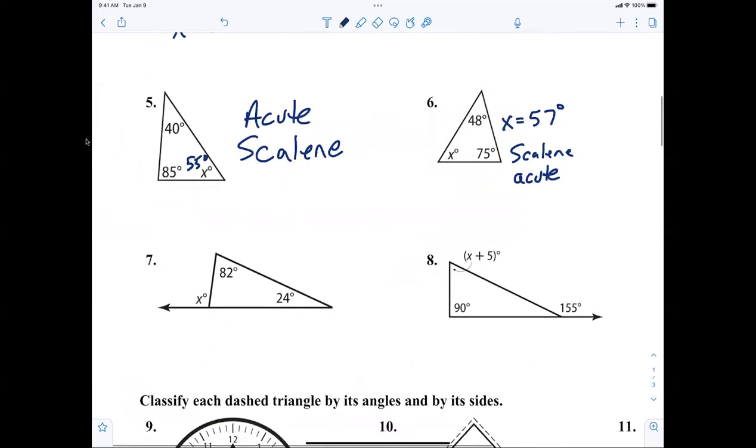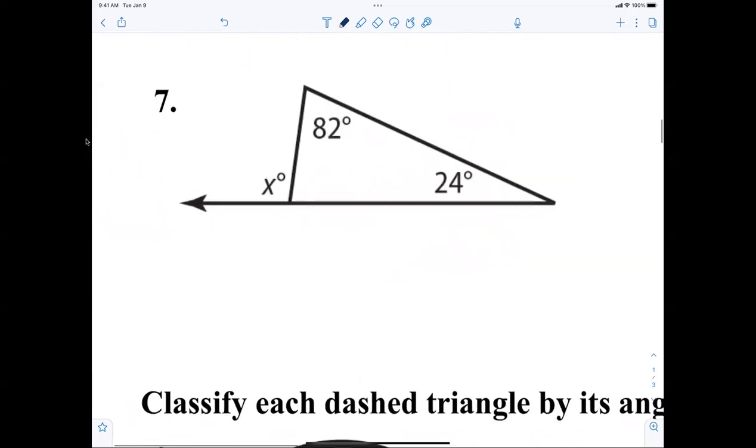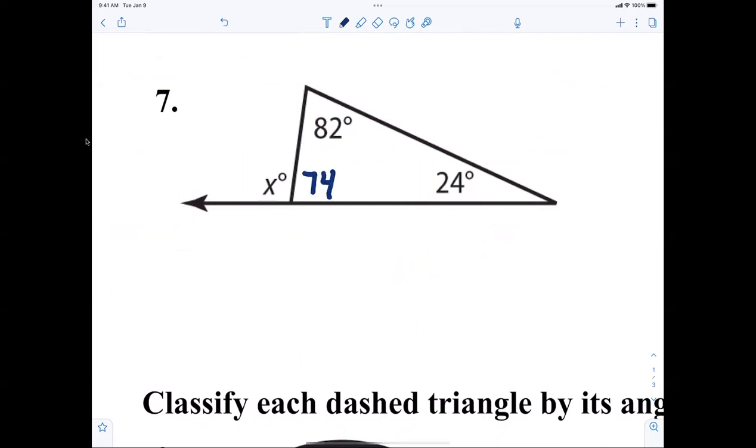Lena, go. X is 74. How did you get that? 82 plus 24 is 106. Exactly. 180 minus 106 is 74. So this angle right here is 74 degrees. That is perfect. Wait a minute. What's X though? No.